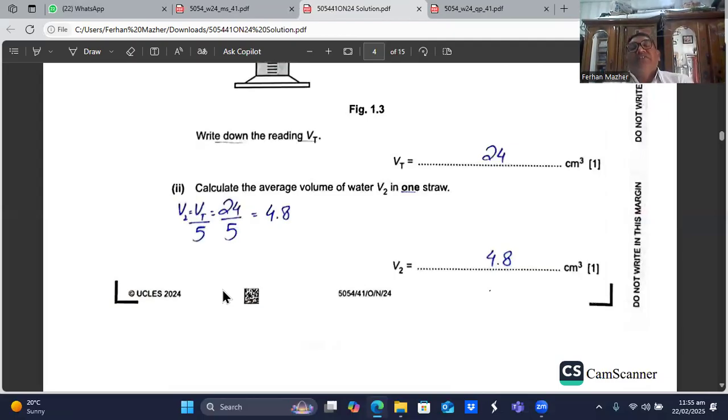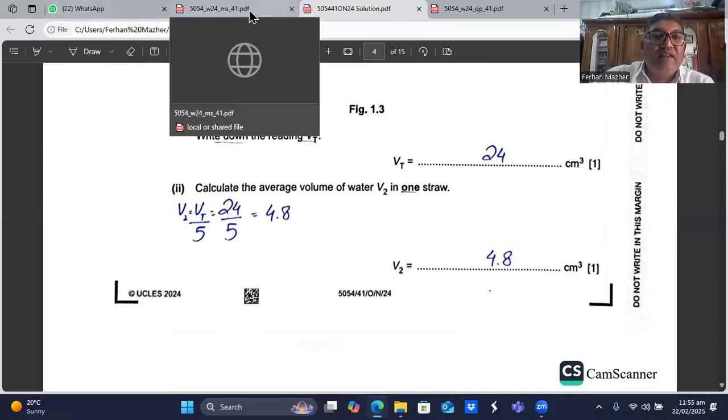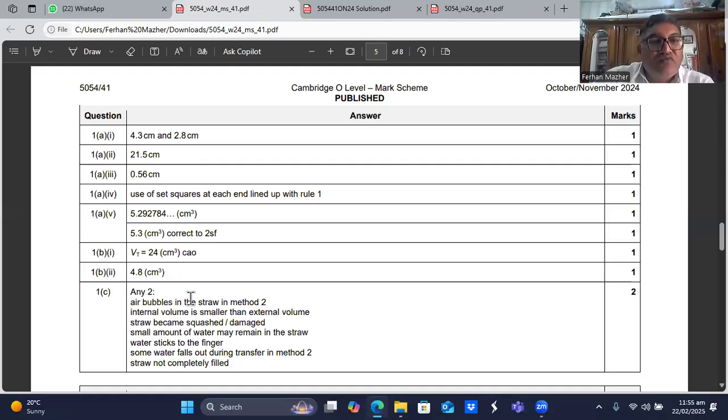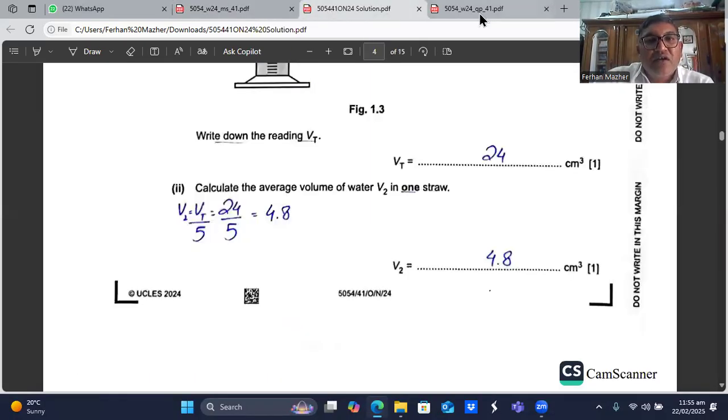So the volume of the one straw will be 24 centimeter cube divided by 5. So that will be 4.8 centimeter cube. So 4.8 centimeter cube is the answer, sir. So I hope you understand this.